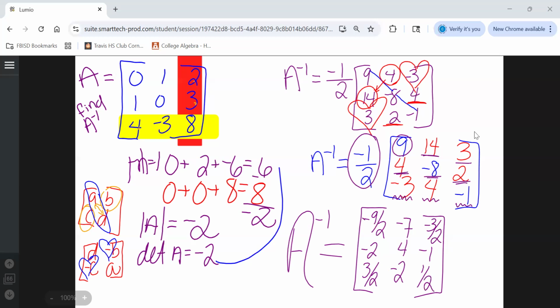All right. So this is our final answer. The only thing that I would make sure that you're doing is double checking to see if anything can be simplified. In our case, nothing can be simplified. So our final answer is inverse of A equals this cute little matrix right here.